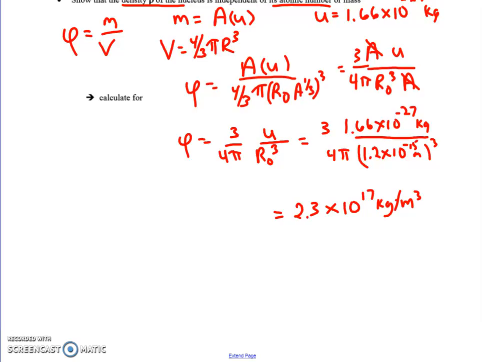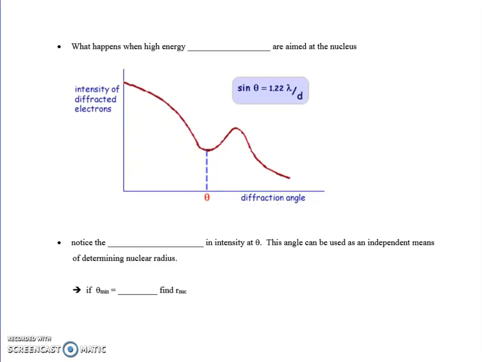Okay, and again, it's independent. It says calculate for, well, you fill in the blank. It really doesn't matter there. We could even do it for hydrogen, which is essentially saying that the density of a proton or neutron is essentially that, which makes sense. Okay, so let's finish up by looking at two other aspects of the nucleus.